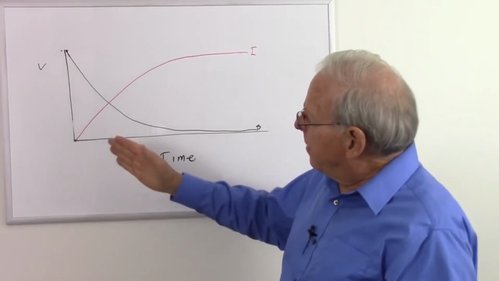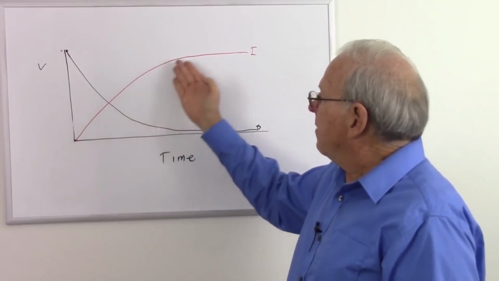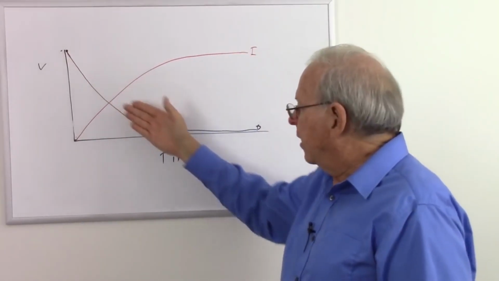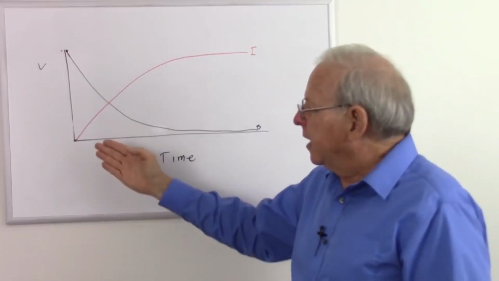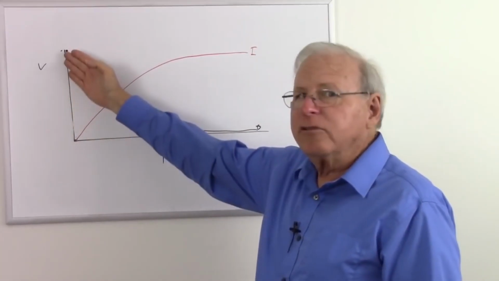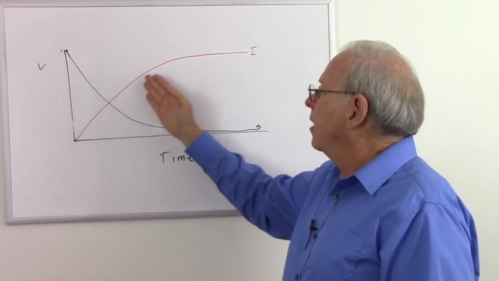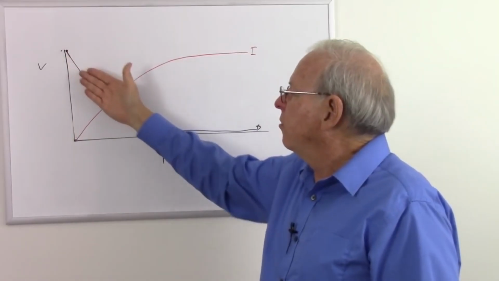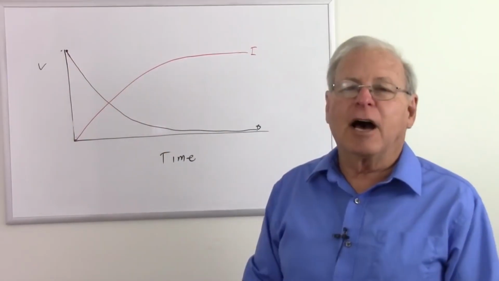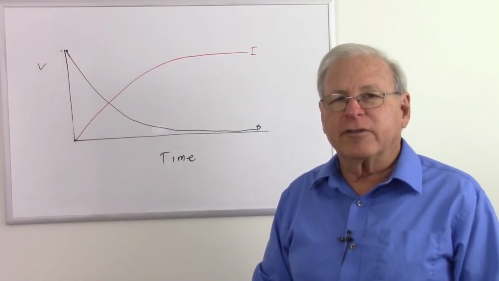So remember, with the capacitor, we had our voltage go up to maximum and our current started high and went down to 0. With the inductor, our current is at 0, our voltage is maximum, our current climbs up to its maximum, and our voltage drops down to 0. So it's exactly the opposite of what the capacitor does.